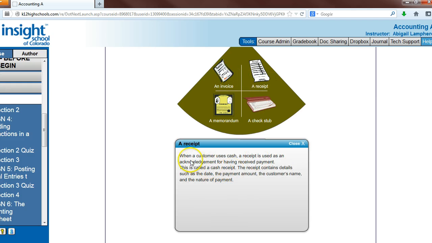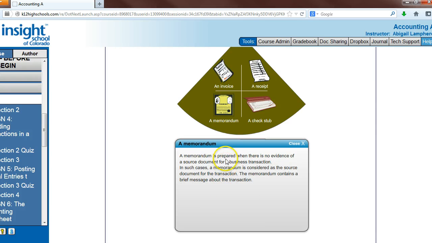A receipt is given when a customer uses cash. A receipt is used as an acknowledgement for having received payment. So like I said, it's when you go and buy something from the store, you get a receipt, and that shows that you made the payment and the transaction has been completed. This is called a cash receipt. The receipt contains details such as date, payment amount, customer's name, and nature of payments, whether it was cash, credit, or check. Usually that's kind of included on the receipt.